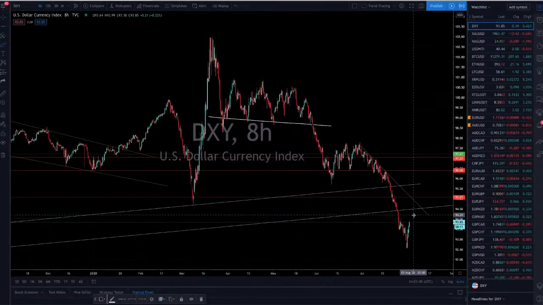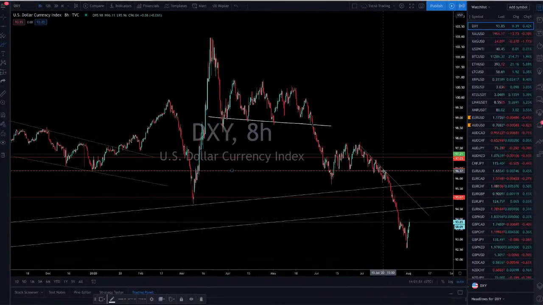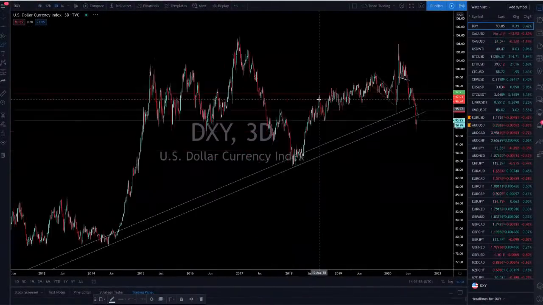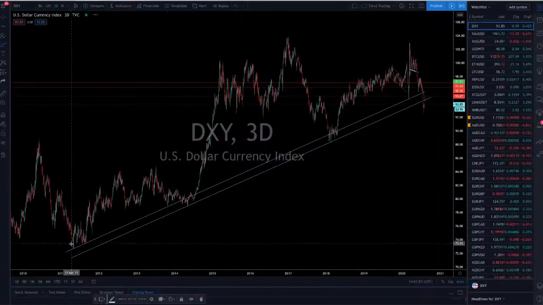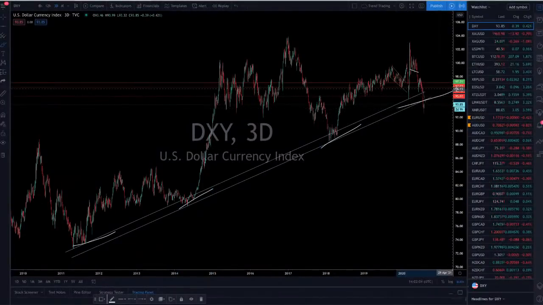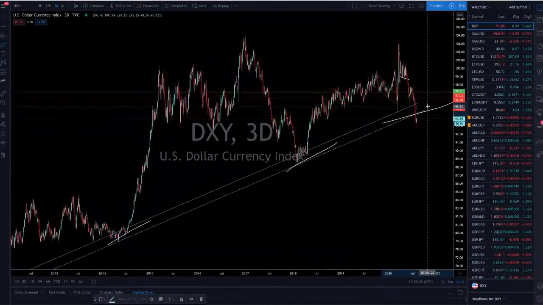So here we are right now. What has to make me change my mind to the upside? What would I say is a failed breakdown of the dollar? Well, I have these two trend lines over here that were a big deal because this was support, support, support, broken, right? So what happens when you break a trend line?